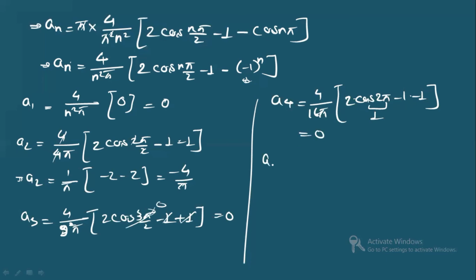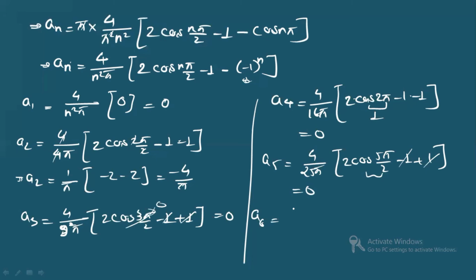Okay. So calculate a5, you will have what? 4 by 25 pi. Okay, so 2 cos 5 pi by 2 minus 1 plus 1 you will get. Okay, because if it's odd, you're getting minus. So this 2 will get cancelled. Cos 5 pi by 2, the value is what? 0. So ultimately it is 0. Similarly, if you see A6, you will get what? 4 by 36 pi, right? You will get here 2 cos 3 pi, right? Again, minus 1, minus 1. Okay, if you see here, what you will get? It is 4 by 36 pi.